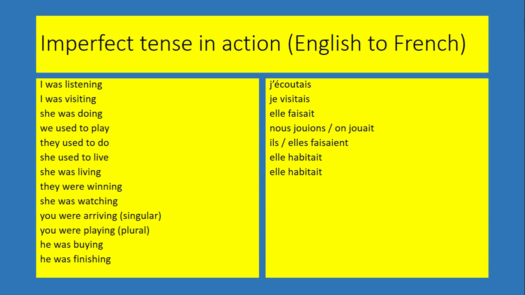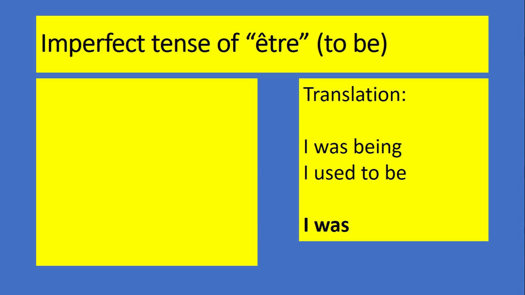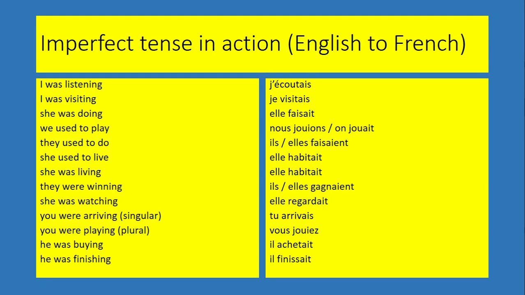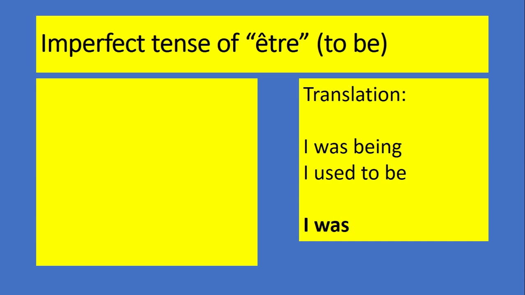So I've tried to trick you there by putting she used to live and she was living, trying to trick you into thinking that they would be translated in a different way, but they're translated in exactly the same way. Il ou elle gagnait, elle regardait, tu arrivais, vous jouiez, il achetait, il finissait. There we go. So hopefully you did okay there. The only one that might have been a bit tricky was the il finissait, because it's from the IR group, where it's a little bit more tricky to find the verb stem.